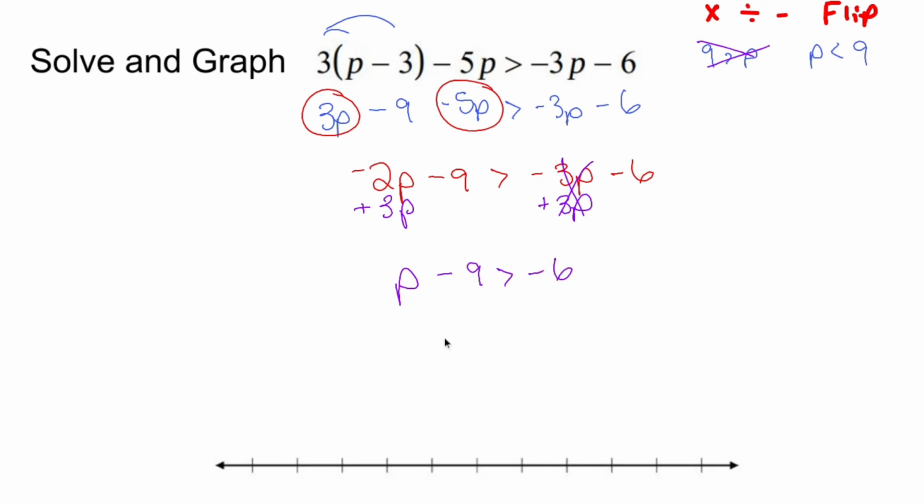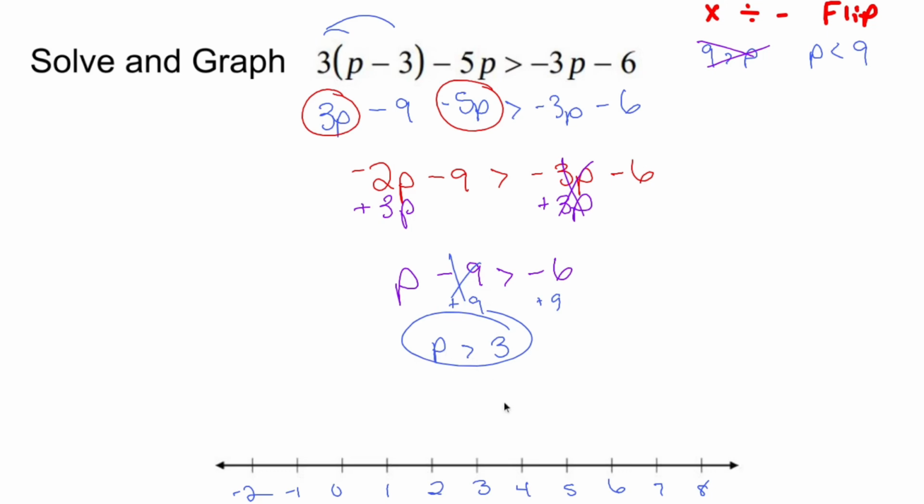Add 9 to both sides like you normally would. And I didn't have to worry about any of these rules up here. None of that happened. p is greater than 3. So let's put 3 somewhere on here and then fill in all the numbers. Now, p is greater than 3 is a statement that says all of my answers are numbers not including 3, but everything bigger than it.